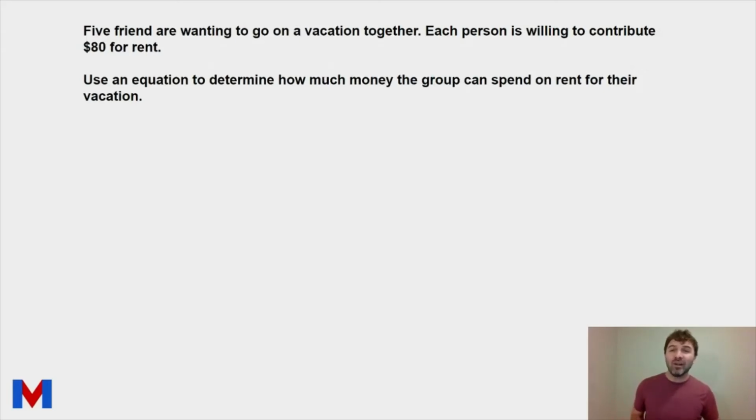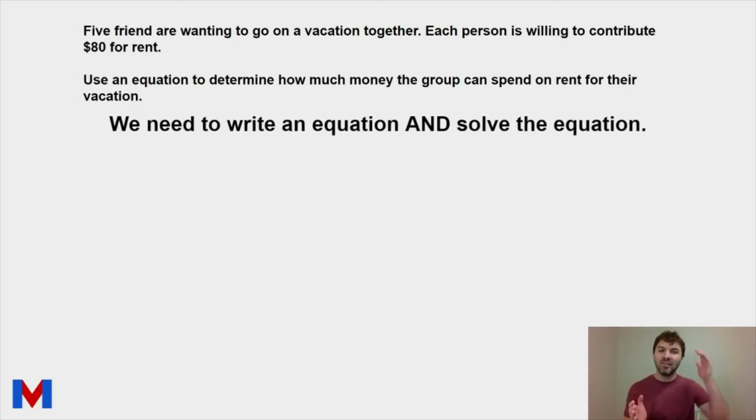We got 5 friends that want to go on vacation together because it's more fun when you're with people that you like hanging out with. Each person is willing to contribute $80 for rent. Use an equation to determine how much money the group can spend on rent for their vacation. So again, we're trying to write an equation and then solve it.